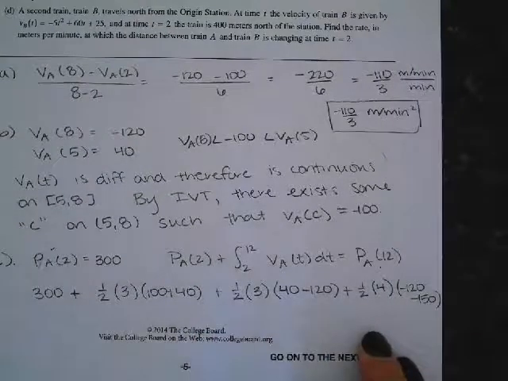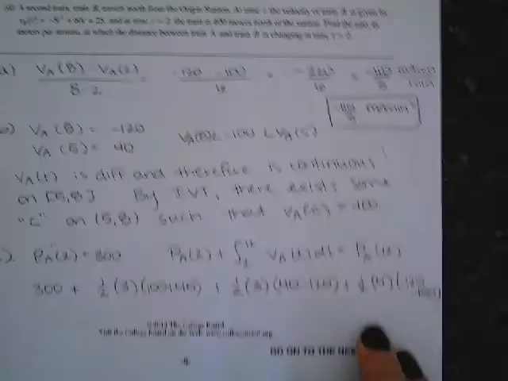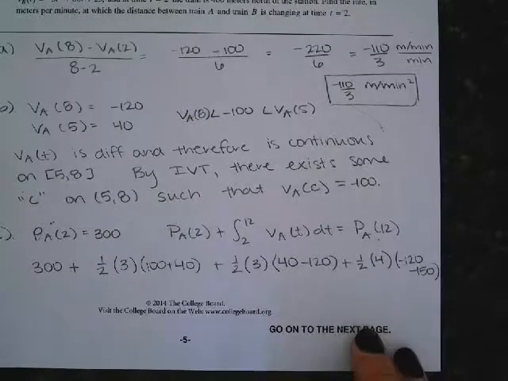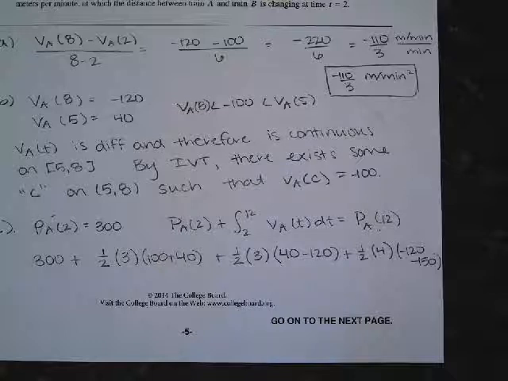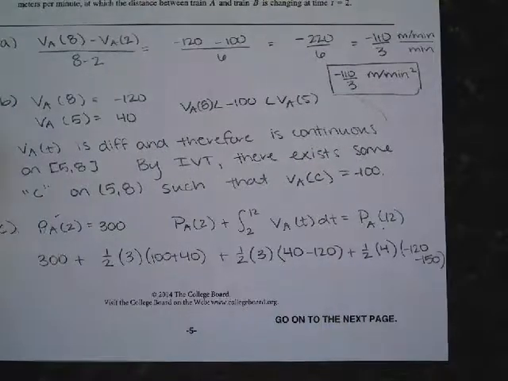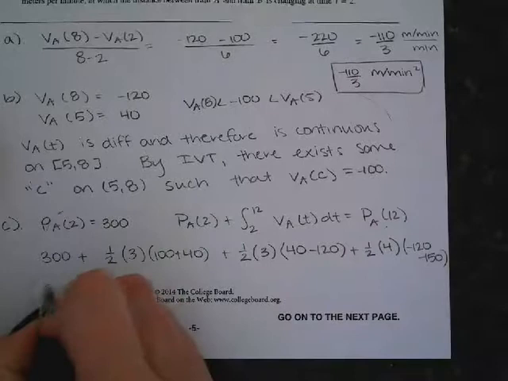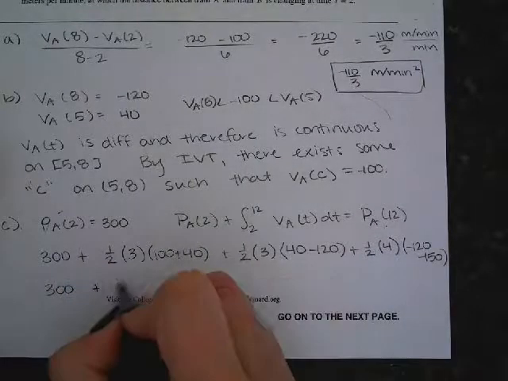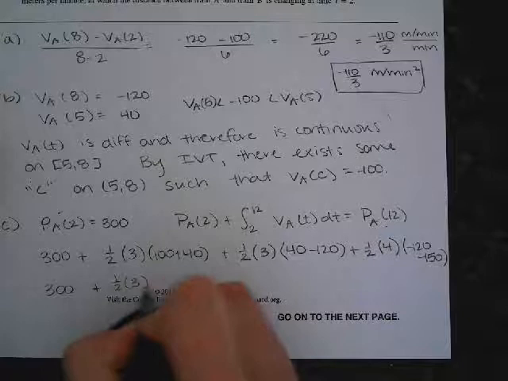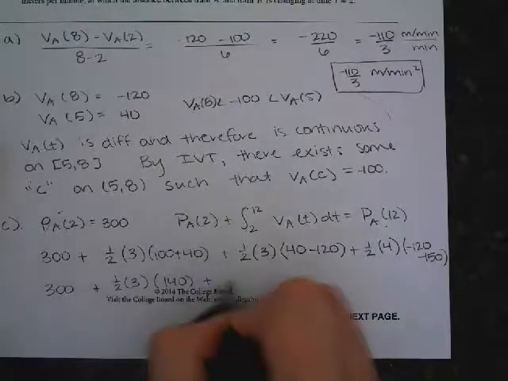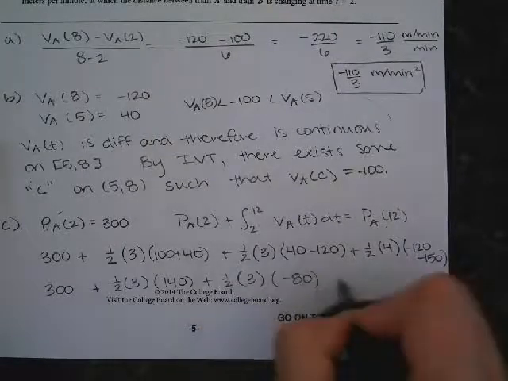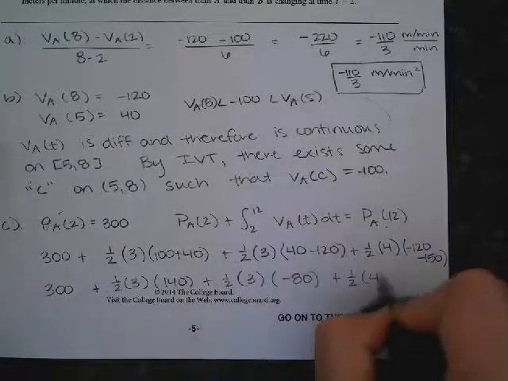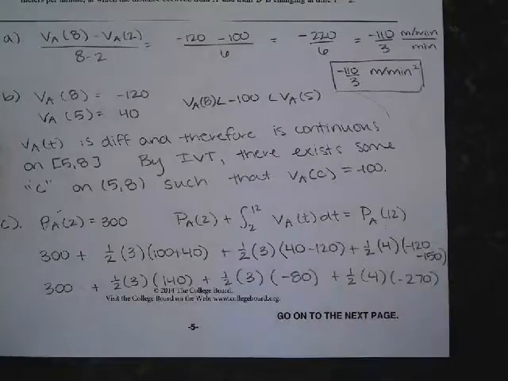Okay, and then they want to approximate the position of the train. I think in this one you could still leave it like this. You'll have to look at the scoring guide. But we'll go ahead and simplify it down anyway. I'd be careful with this one. So 1/2 times 3 times 140, 1/2 times 3 times negative 80, 1/2 times 4 times negative 270.